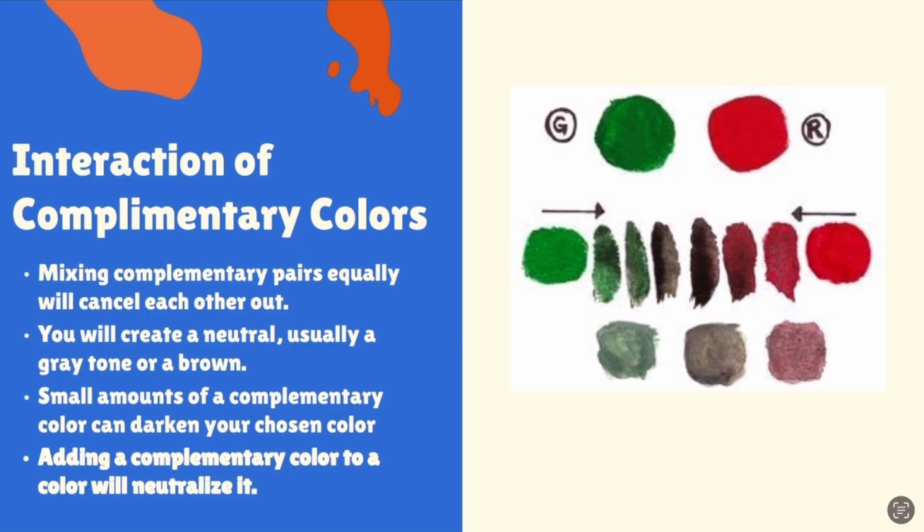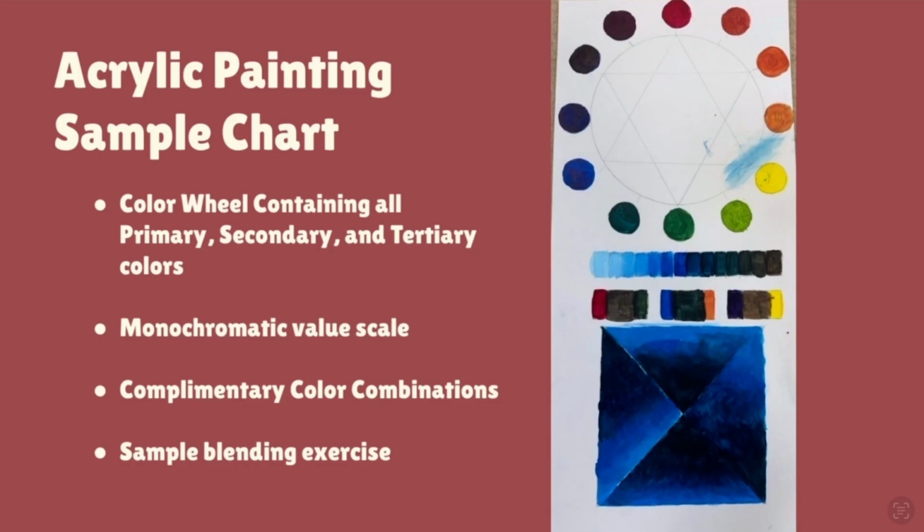Interaction of the complementary colors. Mixing complementary pairs equally will cancel each other out. You will create a neutral, usually a gray tone or brown. Small amounts of a complementary color can darken your chosen color. Adding a complete complementary color to a color would neutralize it.